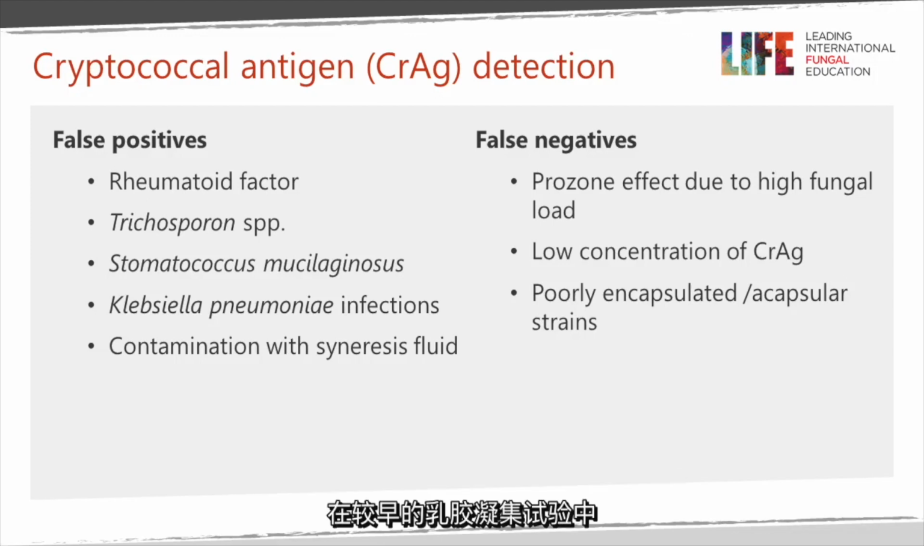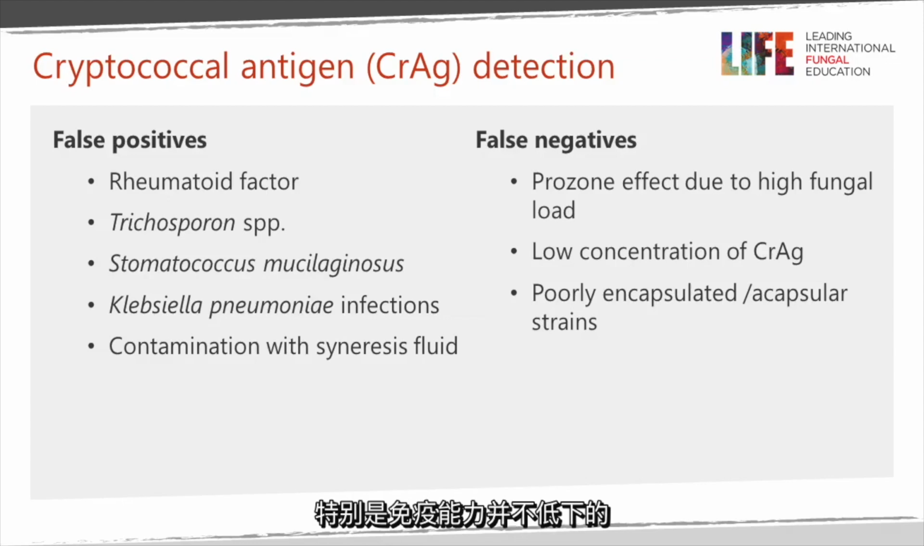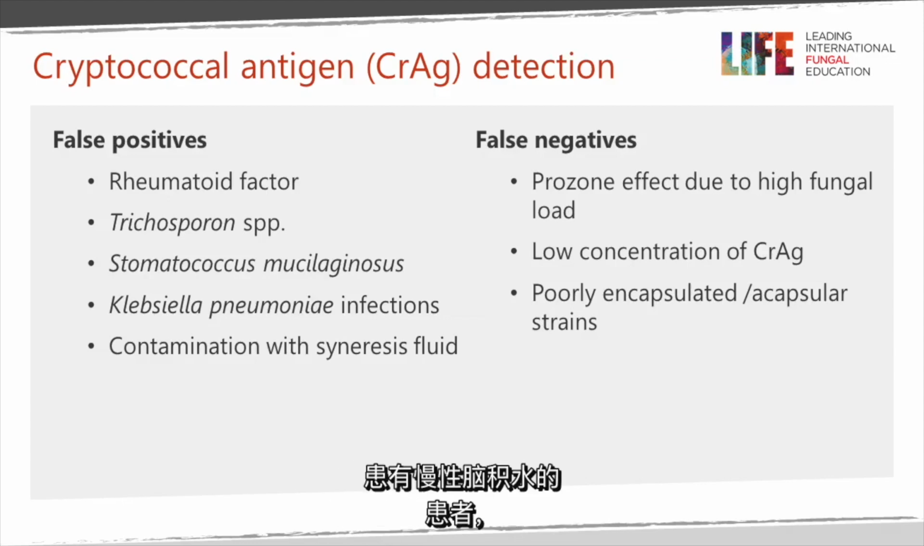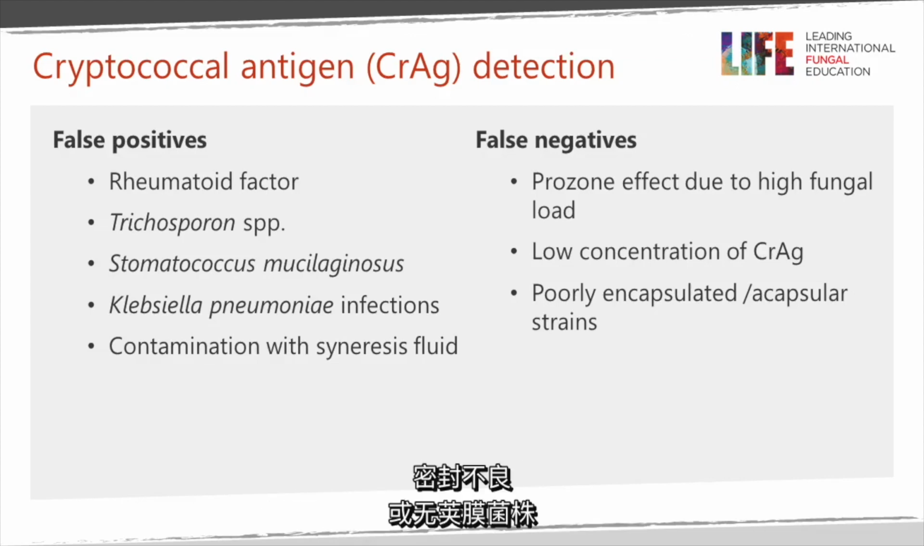In the older latex agglutination assays, there were prozone effects where very high antigen titers would produce a false negative. And there are patients with extremely low levels of cryptococcal antigen, particularly non-immunocompromised patients who have a chronic hydrocephalus presentation. And these can be false negative, particularly on latex agglutination. And poorly encapsulated or unencapsulated strains have lower levels of antigen, but it's usually still positive.